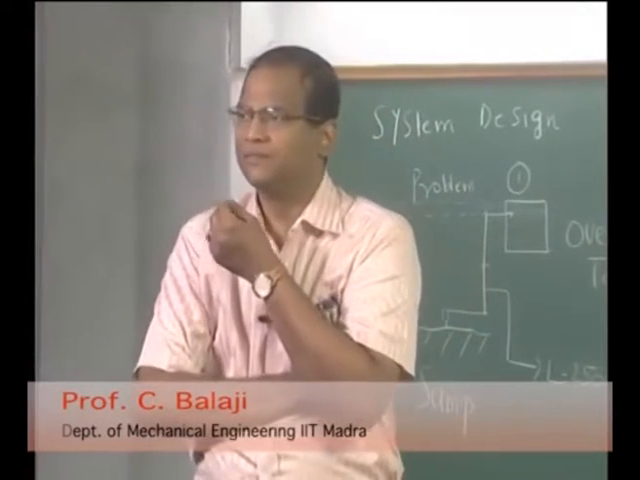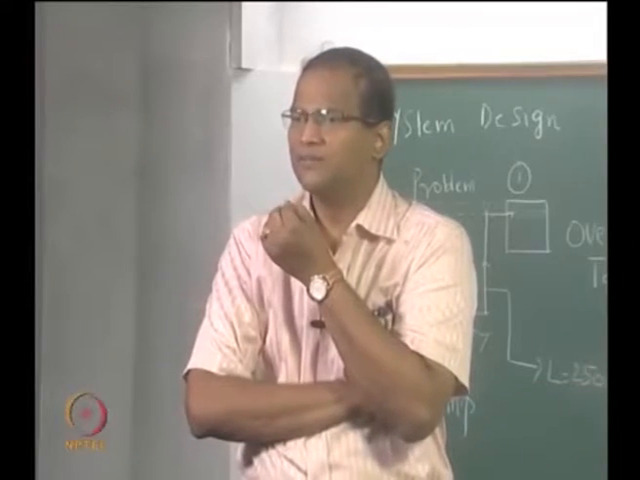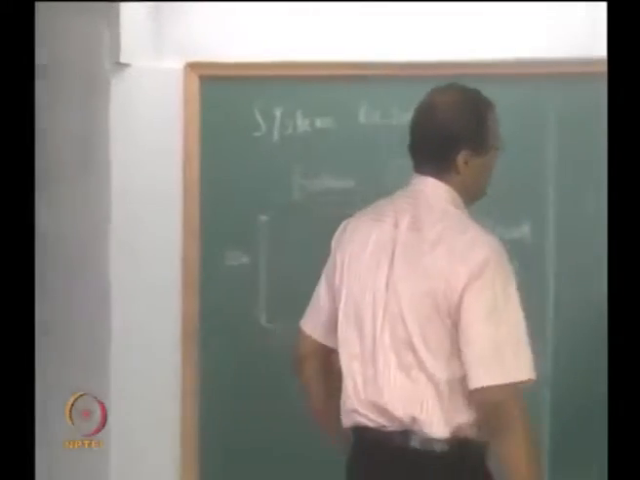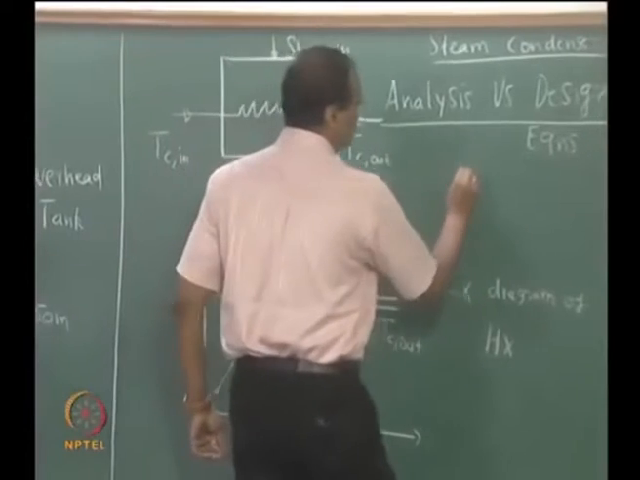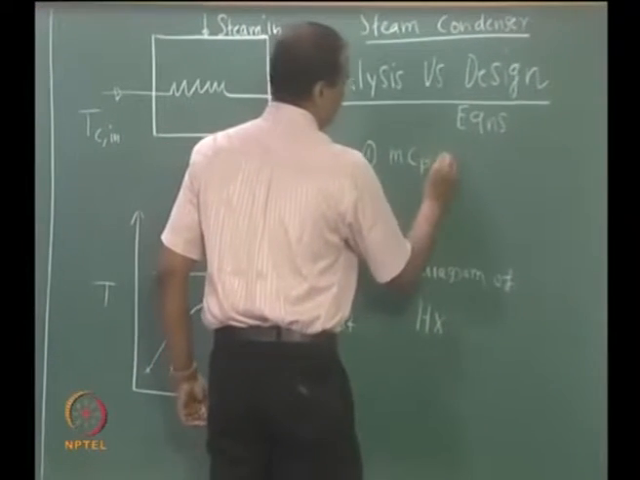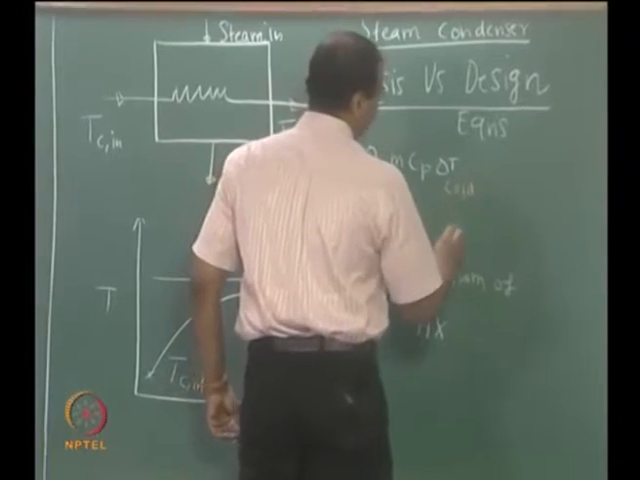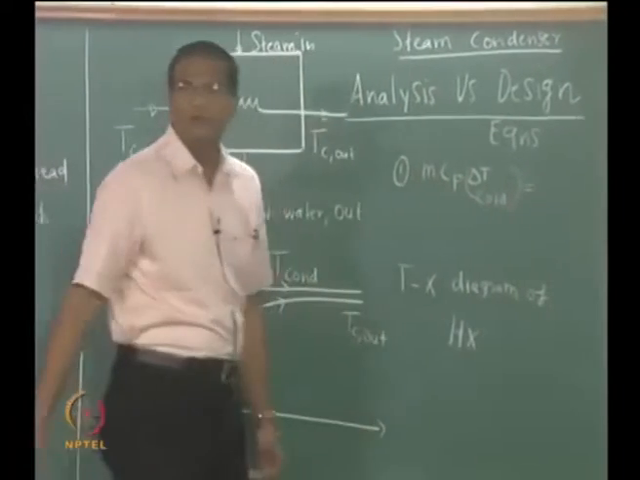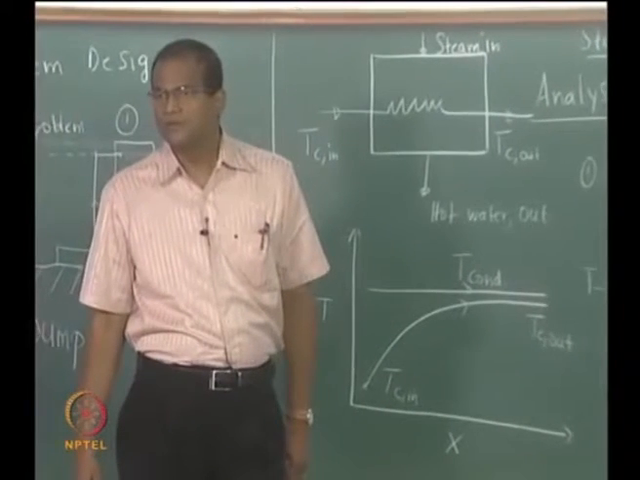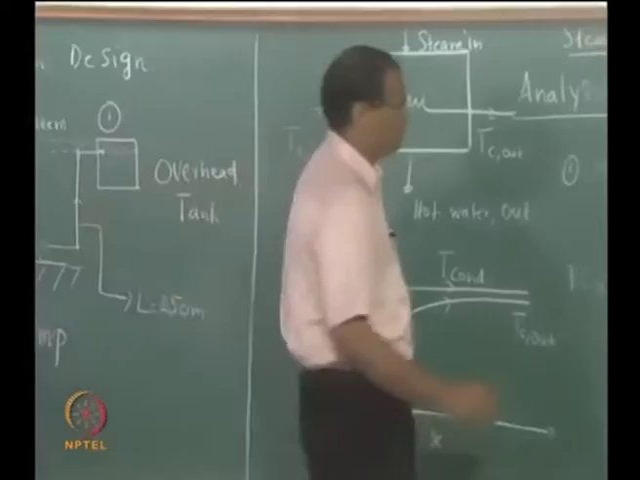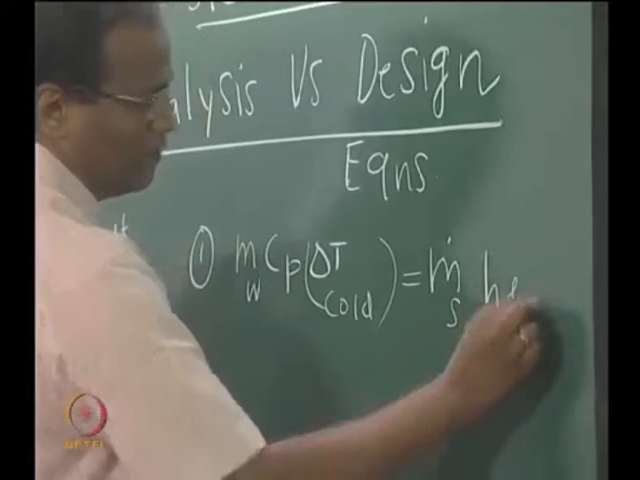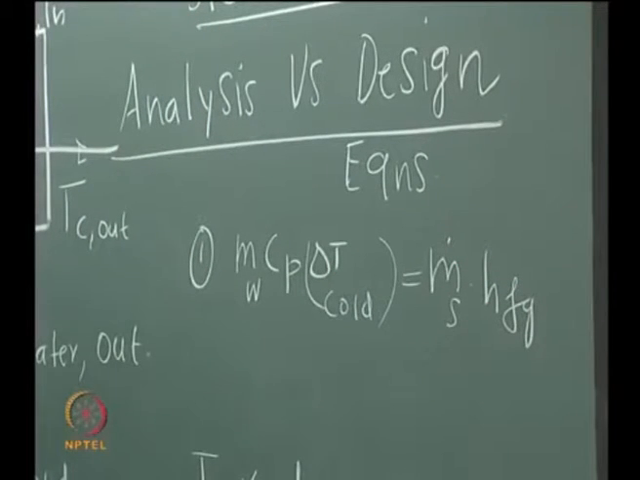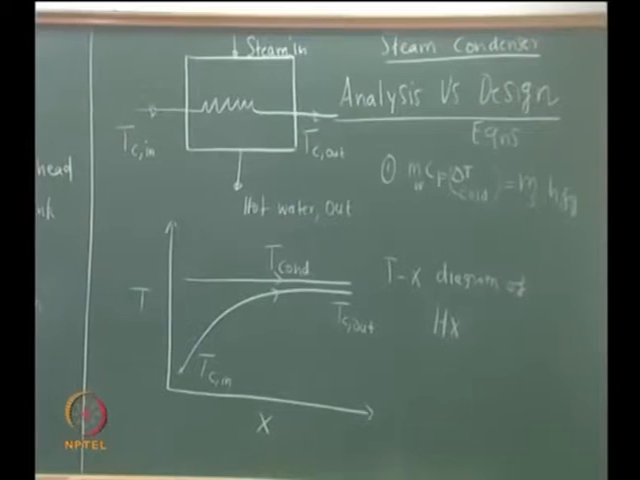Is energy balance alone enough? Okay, what are the equations? m Cp delta T of cold will be equal to m of water times the latent heat. This is just energy balance. With energy balance you cannot design a heat exchanger. Are you getting the point?